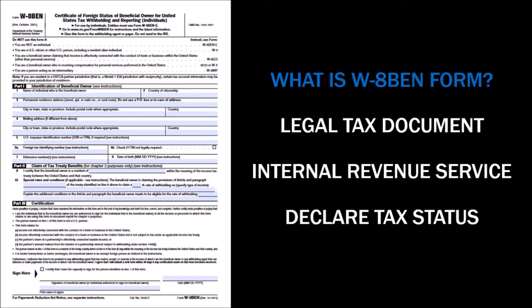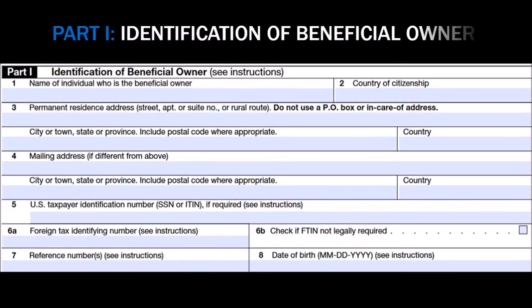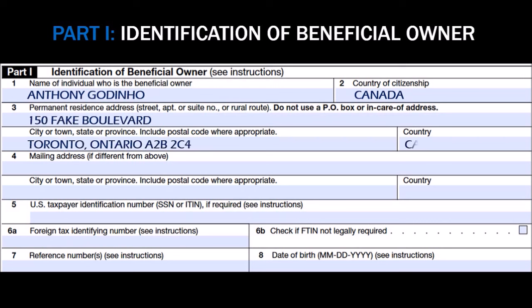The form is divided into three main parts. Part 1 is the identification of beneficial owner. In this part, you enter your name, country of citizenship, permanent address, and leave line 4 blank if your mailing address is the same. You can skip line 5.